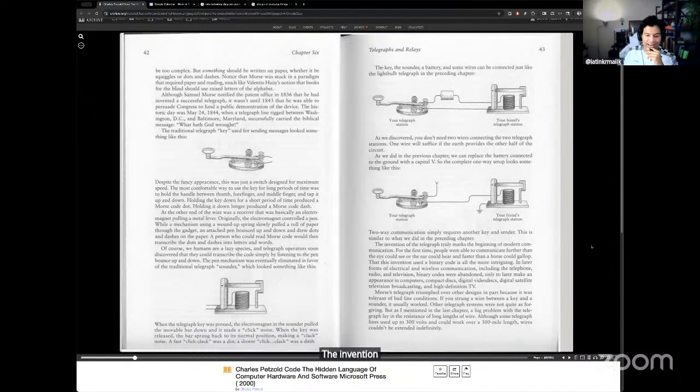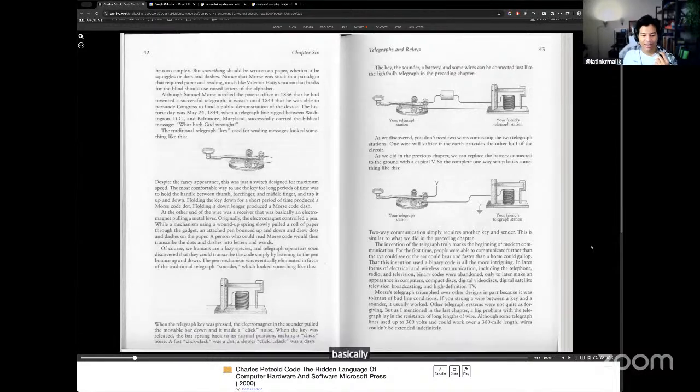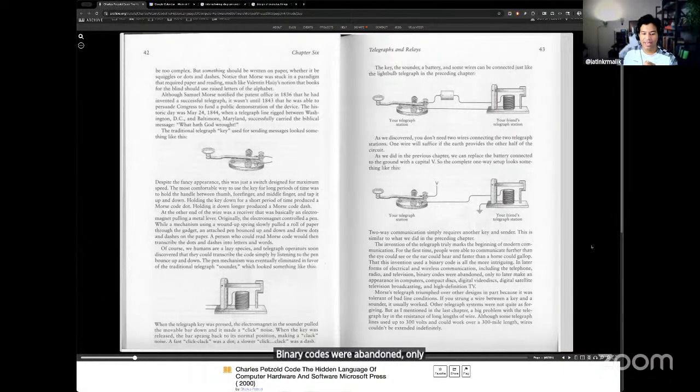The invention of the telegraph truly marks the beginning of telecommunication. For the first time, people were able to communicate further than the eye could see or the ear could hear, and faster than a horse could gallop. Basically, faster than snail mail. That this invention used a binary code is all the more intriguing. In the later forms of electrical and wireless communications, including the telephone, radio, and television, binary codes were abandoned, only to later make an appearance again in computers, compact discs, digital video discs, digital satellite television broadcasting, and high definition TV.